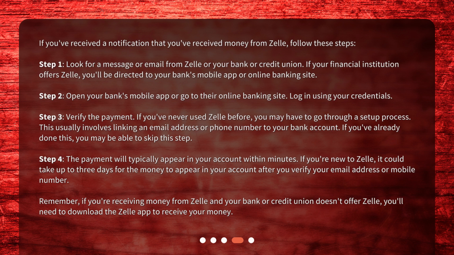Step 4. The payment will typically appear in your account within minutes. If you're new to Zelle, it could take up to 3 days for the money to appear in your account after you verify your email address or mobile number. Remember, if you're receiving money from Zelle and your bank or credit union doesn't offer Zelle, you'll need to download the Zelle app to receive your money.